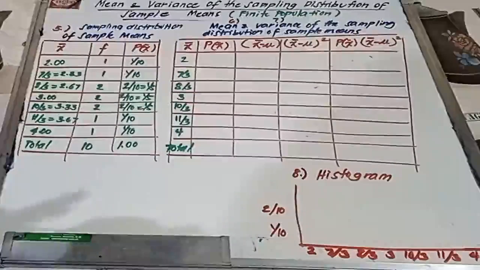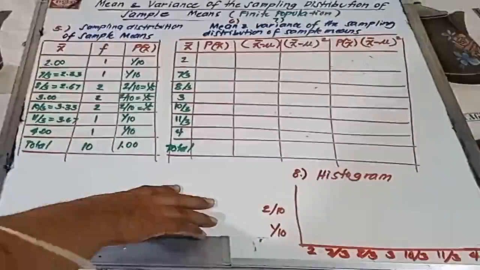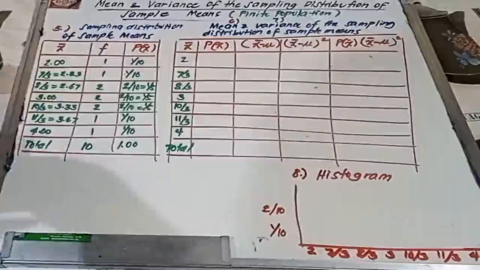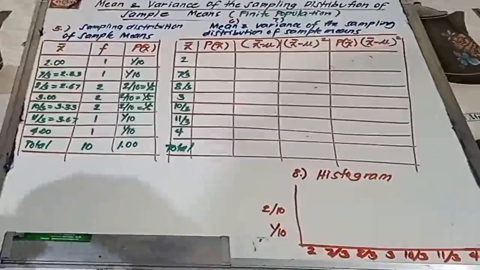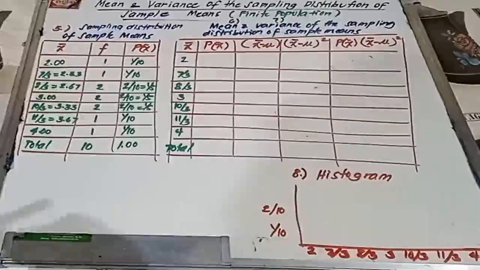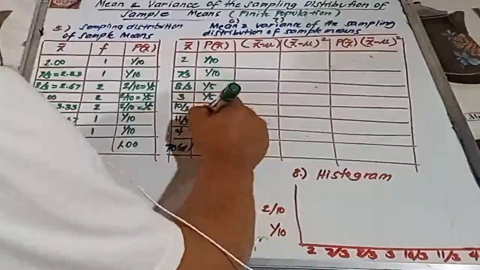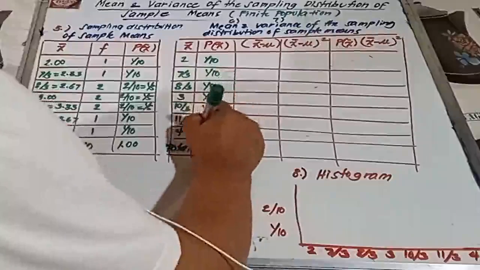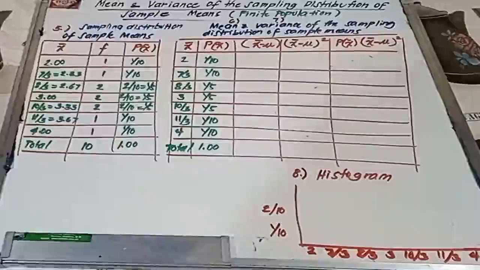So 1.00. Now, ilagay natin dito yung 6th and 7th step, pinagsama ko na, ito yung mean and variance ng sampling distribution. Lagay muna natin yung probability values ng ating mga sample mean. Probability values niya ay 1 over 10, 1 over 10, 2 over 10, or 1 over 5. So this is 1 over 10, 1 over 10, 1 over 5, 1 over 5, 1 over 5. Okay, this is 1 over 10 and 1 over 10. The total is 1.00 or 100% probability.